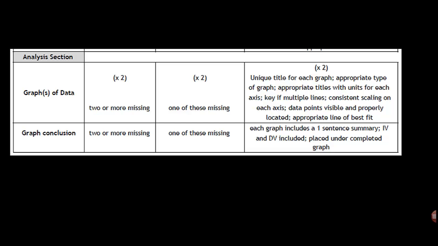At this point, we're going to be looking at the analysis section in your scoring guide. We want to look first at graphs of data. We want to have a unique title for each graph, an appropriate type of graph, appropriate titles with units for each axis, a key if there are multiple lines, consistent scaling on each axis, data points must be visible and properly located, and an appropriate line of best fit.